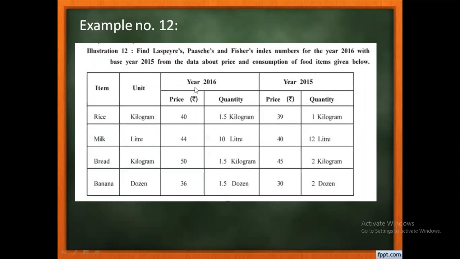Similarly, 2016 is your current year, right? So the price of 2016 is P1 and quantity of 2016 is Q1. So we have P1, Q1, P0, Q0, right? Units you have been given, but right now no calculation has been made for the unit, right? Items you have given: rice, milk, bread and banana. So you have to calculate Laspeyres', Paasche's, Fisher's index number, right? Let's see the solution.